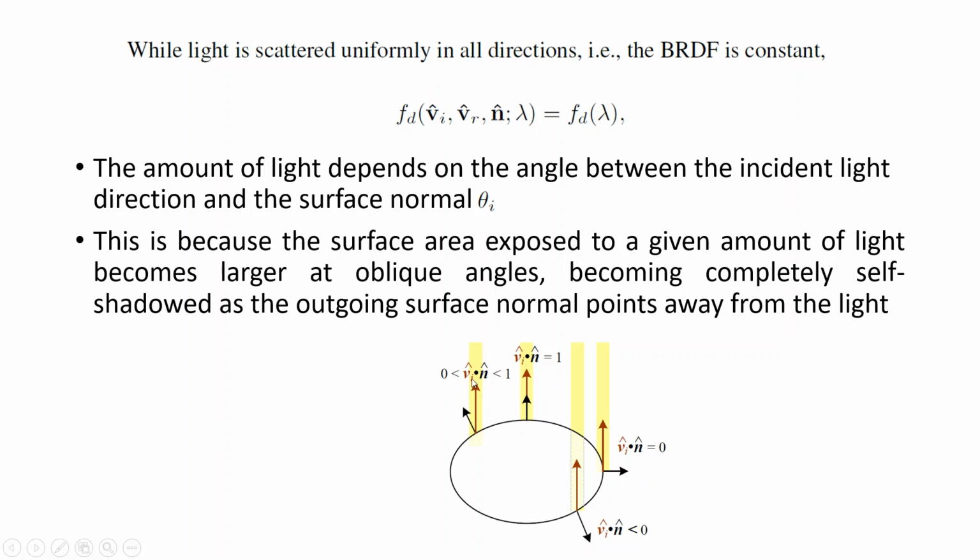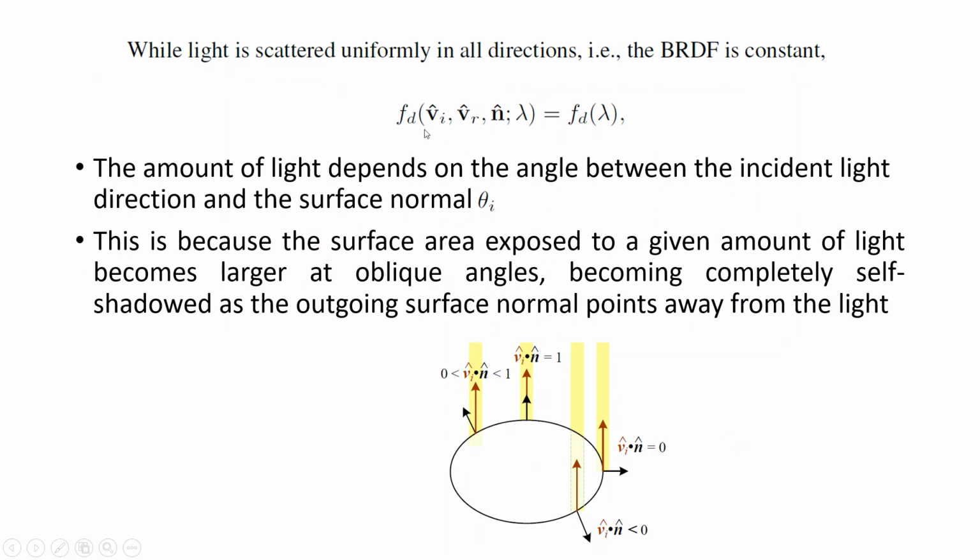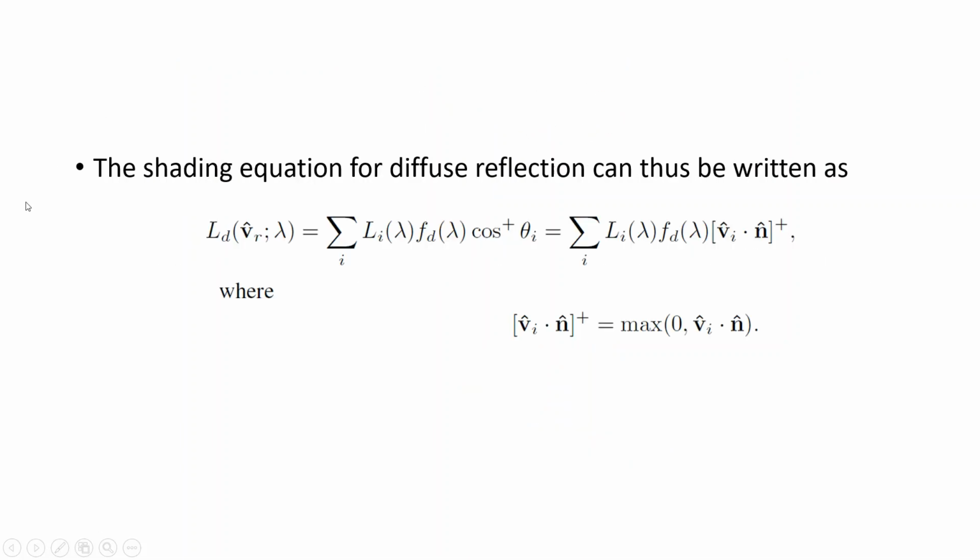The dot product of the incident direction and the surface normal being 0 to 1 means the image will be good. If it is negative, the portion won't be captured in an image, right? So previously we know that BRDF can be represented as Vi, Vr, N cap and lambda. If the light is scattered uniformly in all directions, we can say the BRDF is constant. So we can consider 1 for all these terms, and we represent it as FD of lambda. So we are going to determine the reflection.